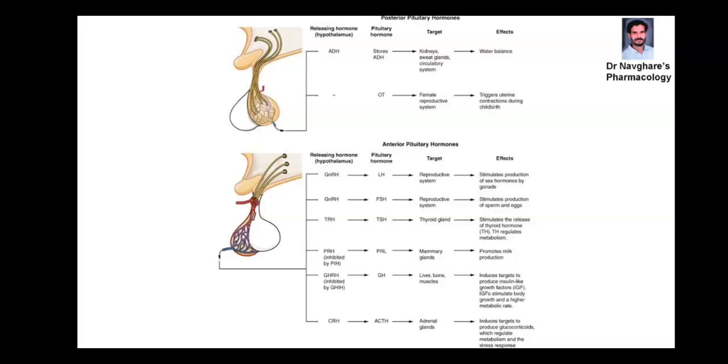The next lobe, that is the anterior pituitary, secretes different hormones in response to hypothalamic releasing hormones. LH, that is luteinizing hormone, and FSH, follicle stimulating hormone, are secreted from the anterior pituitary gland and act on the reproductive system, and help in the stimulation of production of sex hormones by the gonads.